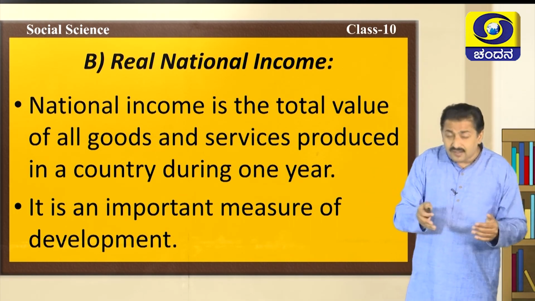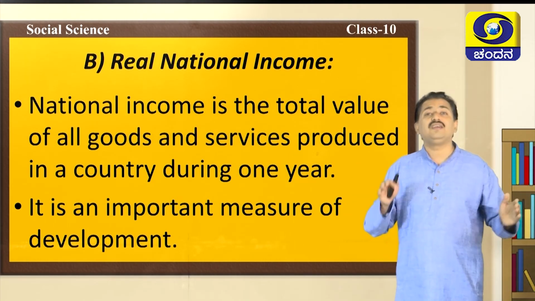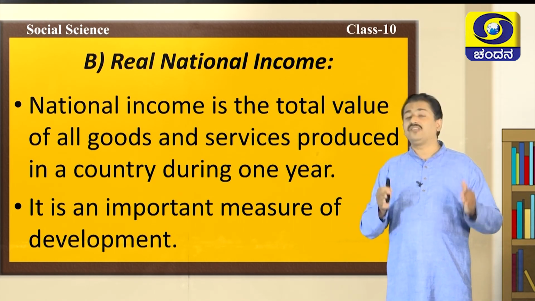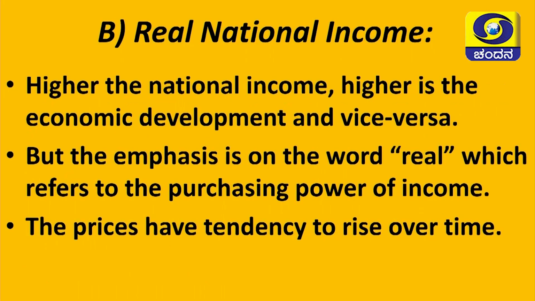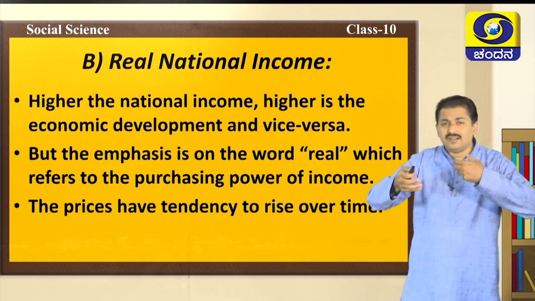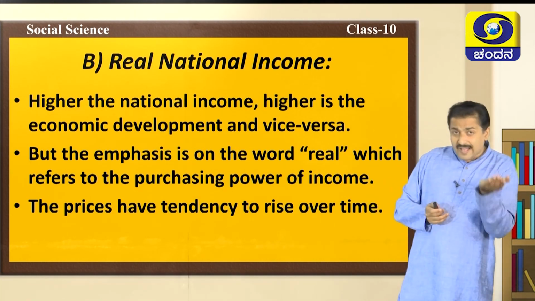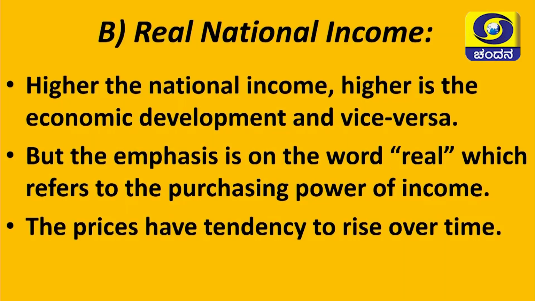In that 1 year, the total amount of goods and services produced in a nation is called real national income. It is the national income. It is an important measure of development. Higher the national income, higher is the economic development, and vice versa. That means lower the national income, lower the economic development. So, they are directly related to each other. So, the national income and economic development, they are related to each other. But the emphasis is on the word real, which refers to the purchasing power of income.